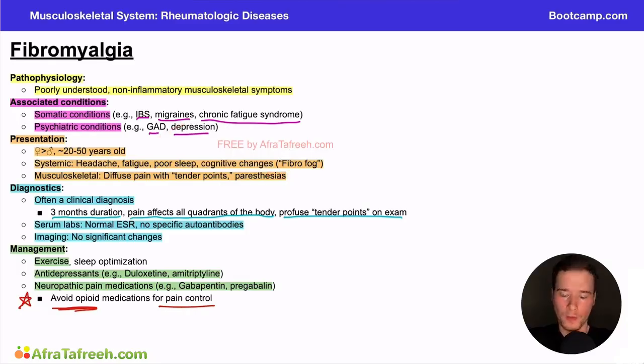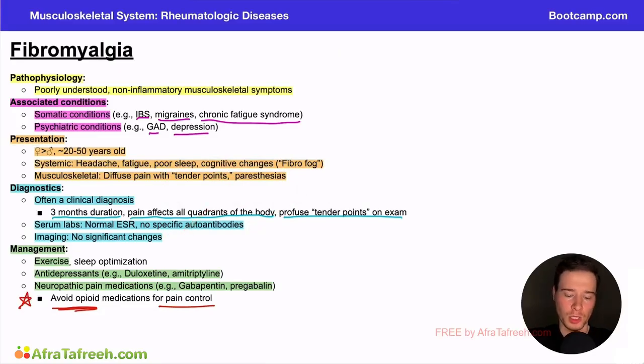They're going to have a variety of systemic findings such as headache, fatigue, or this fibrofog characteristic, as well as musculoskeletal things, particularly these tender points and paresthesias as well. Typically, this is a clinical diagnosis, but if you do pursue further testing, you will see that the serum labs are going to be normal and no imaging changes should be noted as well.